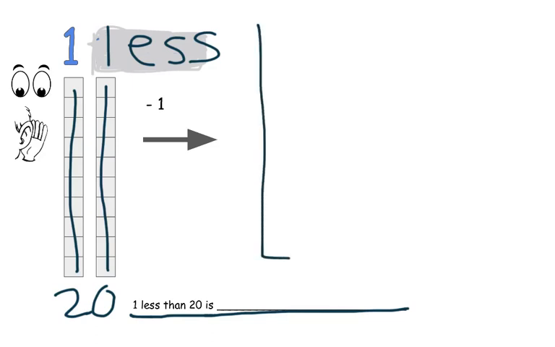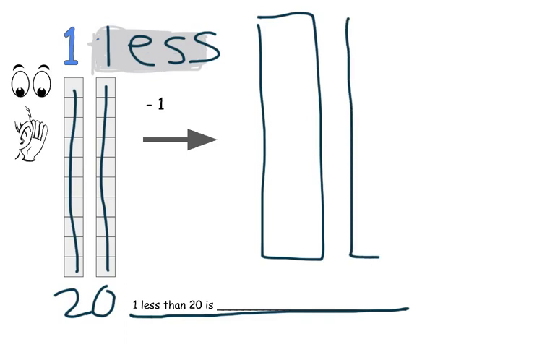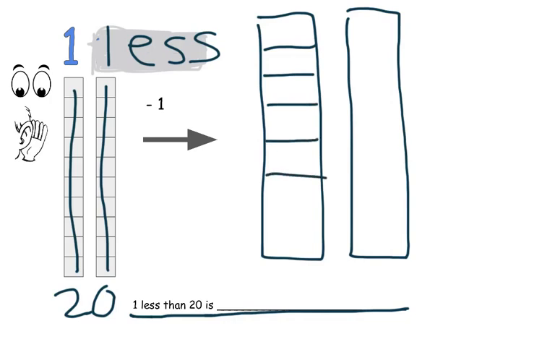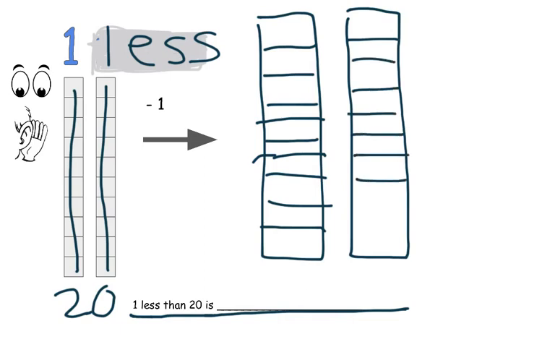Again, I'm going to draw my sticks of 10, my picture. 1, 2, 3, 4, 5, 6, 7, 8, 9, 10. Okay. 1, 2, 3, 4, 5, 6, 7, 8, 9, 10.